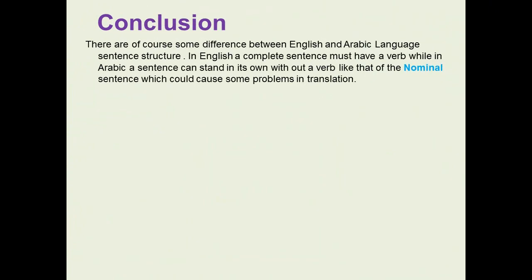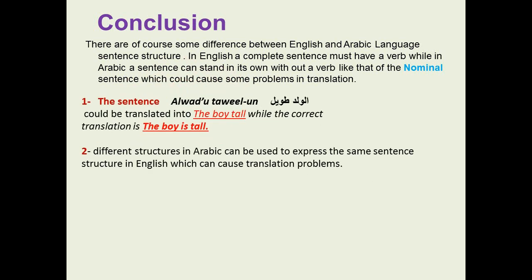As a conclusion of this lesson, there are some differences between English and Arabic sentence structure. In English, a complete sentence must have a verb, while in Arabic, a sentence can stand on its own without a verb, like the nominal sentence, which could cause some problems in translation. The sentence الولد طويل could be translated literally as the boy tall, while the correct translation is the boy is tall. If you want to translate this sentence into English, you need the verb to be.